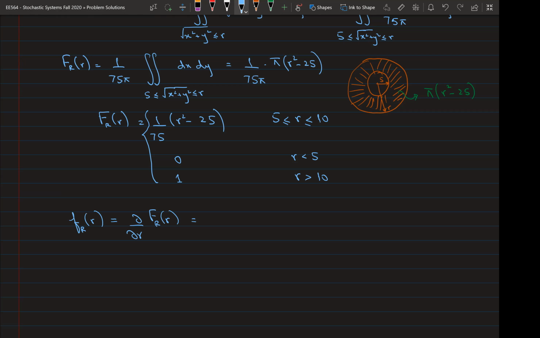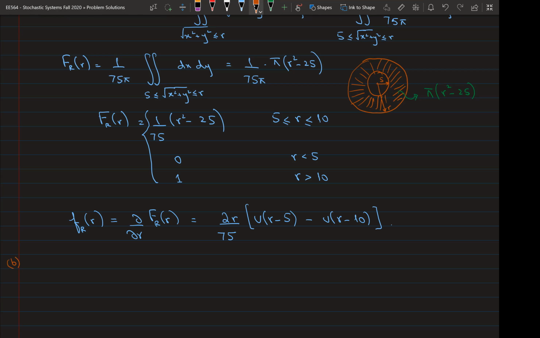And that turns out to be equal to 2r upon 75, only for the case where r is in between 5 and 10 meters, right? So I can just simply say this is u of r minus 5 minus u of r minus 10. So this is the PDF for the radius of the sensor, the distance of the sensor from the origin. Okay. Now let's do part B.